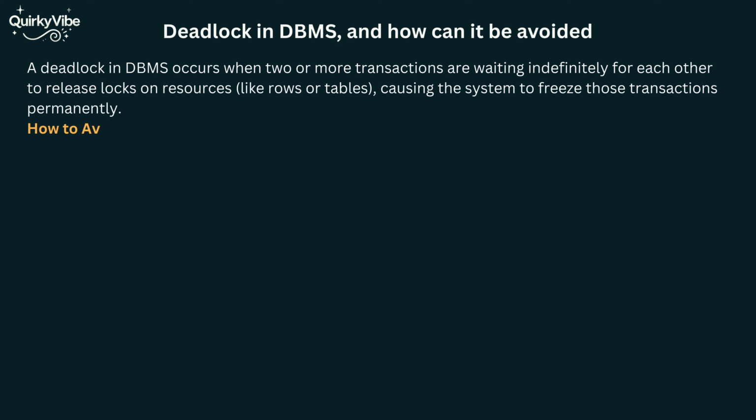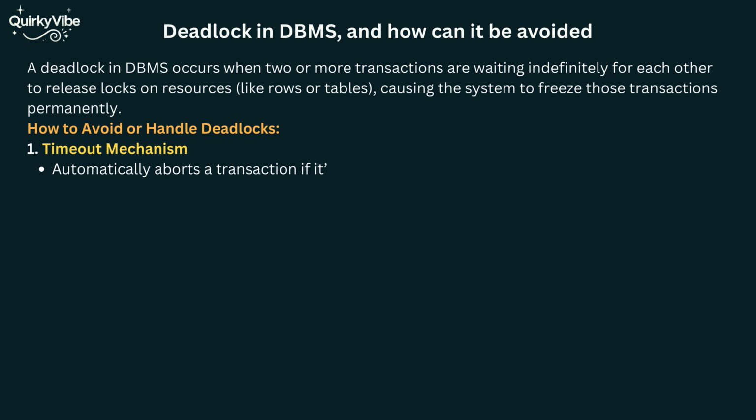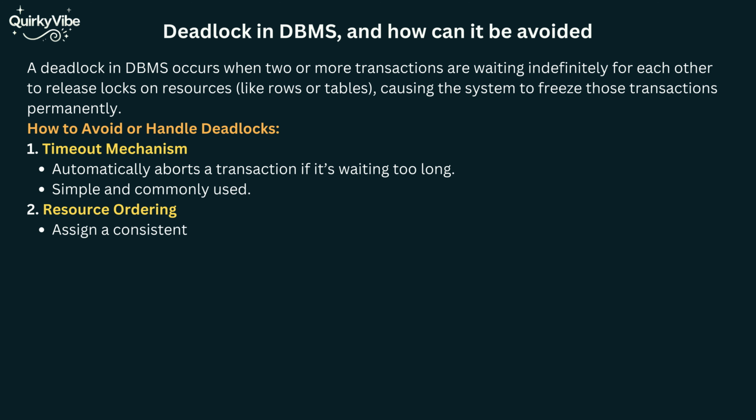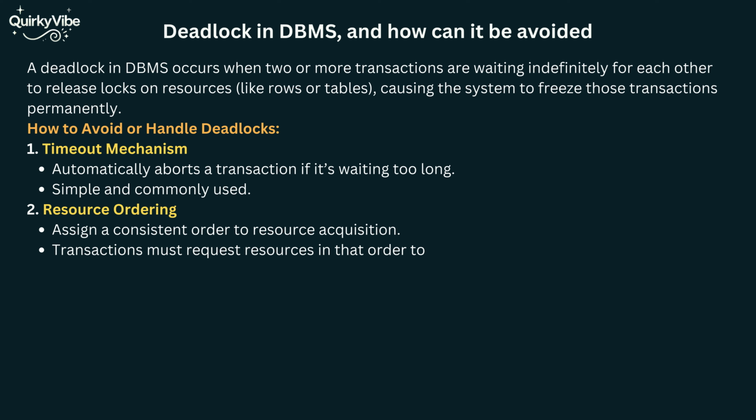How to avoid or handle deadlocks? First, timeout mechanism. Automatically aborts a transaction if it's waiting too long. Simple and commonly used. Second, resource ordering. Assign a consistent order to resource acquisition. Transactions must request resources in that order to avoid circular waits.